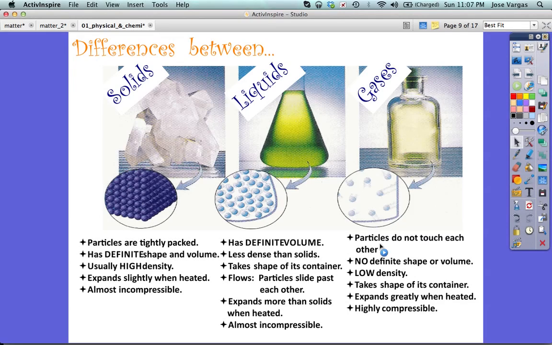Gases: particles do not touch each other. They can make collisions, but they typically do not touch each other. No definite shape or volume. Low density. They take the shape of their container. They expand greatly when heated. As you can see here, it's just going to start expanding, with more pressure. And they're highly compressible. We can compress it more. So the more we compress it, it's going to become a liquid, and then it's going to become a solid. So increasing pressure can also change the phase.